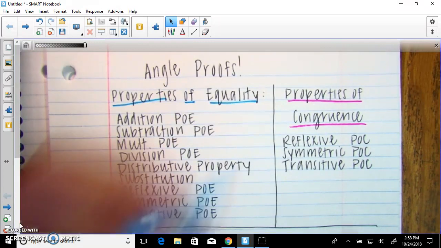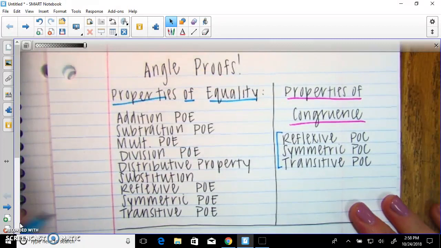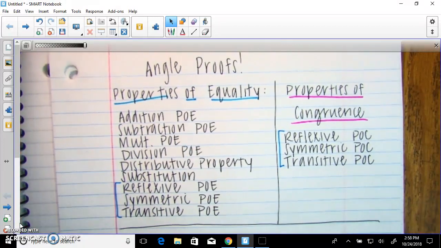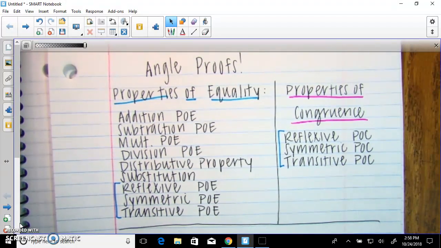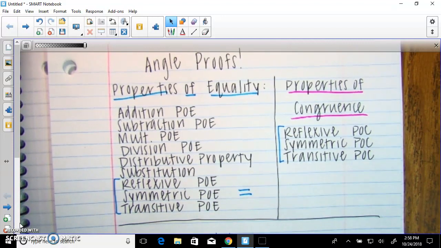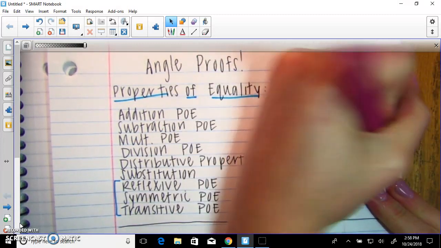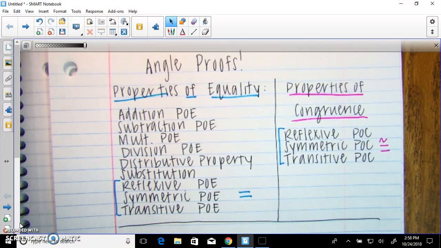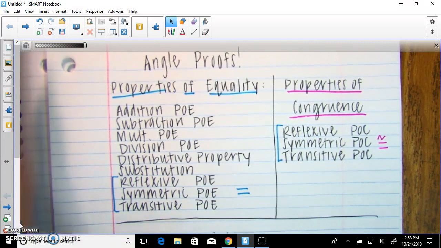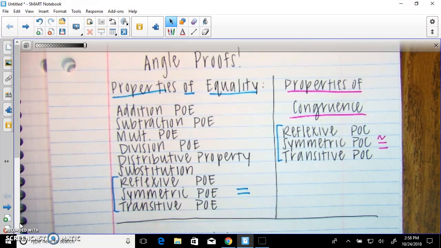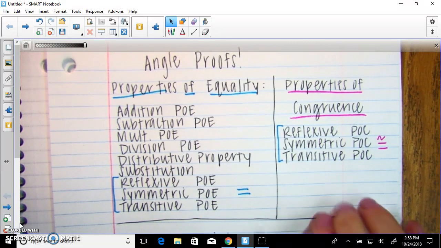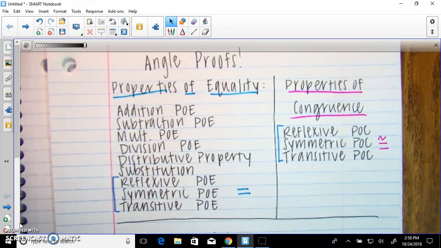And remember, reflexive, symmetric, and transitive are seen in both properties of equality and properties of congruence. The only difference is that properties of equality, remember, involve a statement that has an equal sign or it's an equation, and then properties of congruence have a statement that are saying two segments are congruent. Okay, so if you have a step that's saying it's the transitive property of congruence, you have to actually say POC or congruence, not just transitive, because it could be a property of equality.